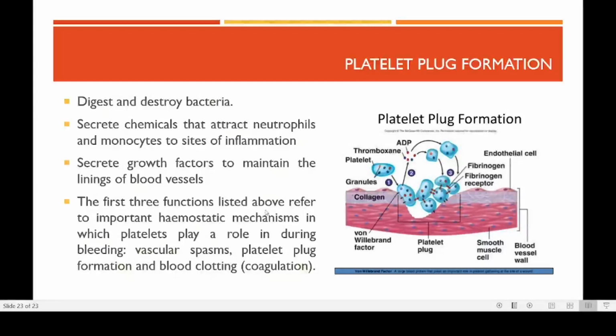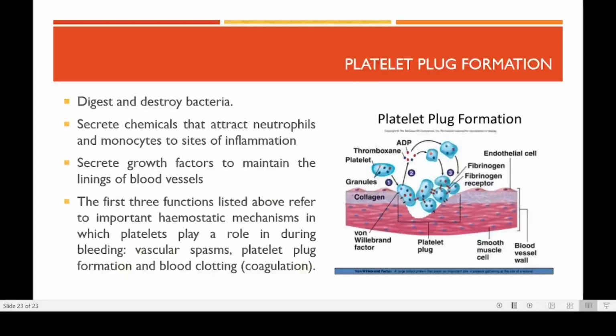Now the first three functions listed above refer to important homeostatic mechanisms in which platelets play a role in bleeding. One function is the formation of vascular spasm. Vascular spasm means where the wound happens, the blood vessels supplying that area will be contracted or constricted, so that little blood will be coming to that area. That process of constriction of the blood vessel is known by the name vascular spasm.